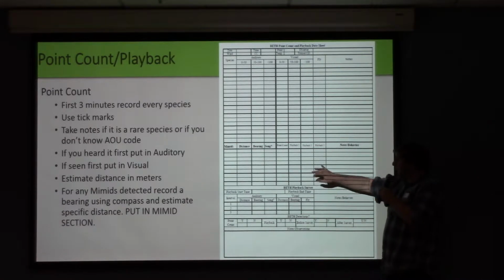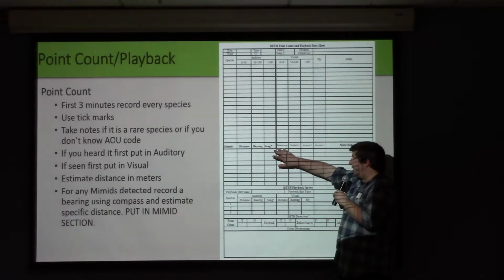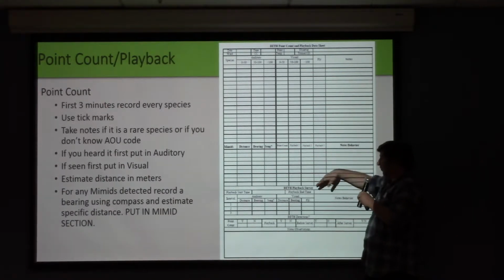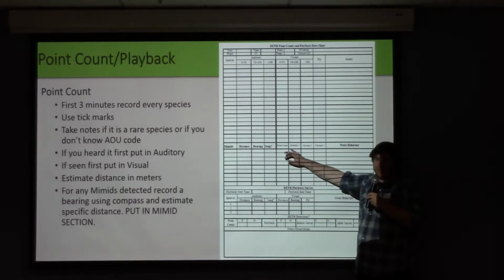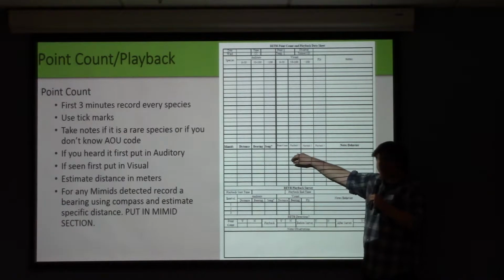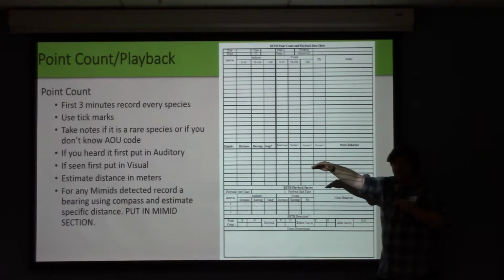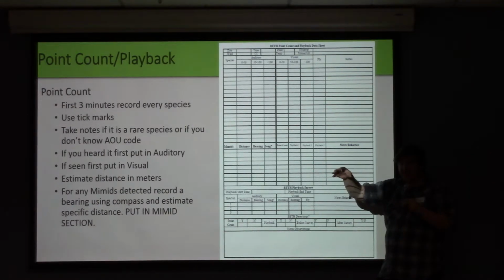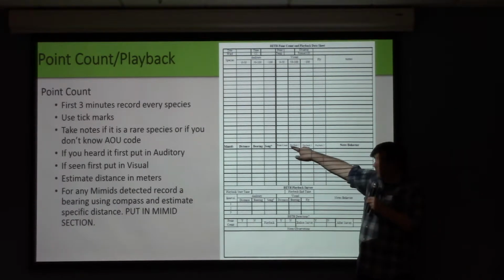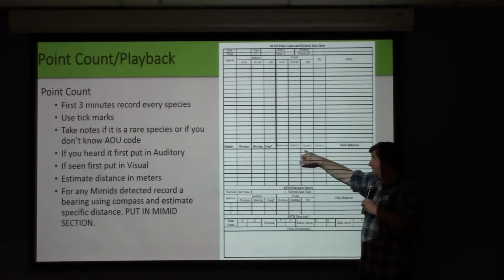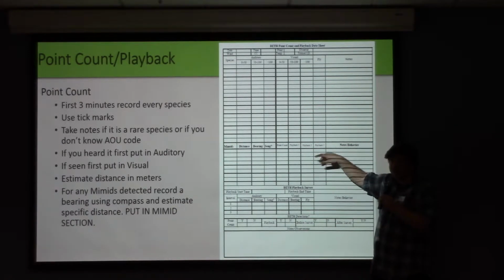And then, so that's for the point count. Obviously, there's this section right here that says playback. So if you're still detecting that same mimid during the playback, just put an X. Once you start playback, that mockingbird that you saw might come in closer, you might still be detecting it, or it might go away. So if you get it during that first period, X, and I'll go over the playbacks in a second, but just know that here you're just putting X's if you're still detecting that same bird.